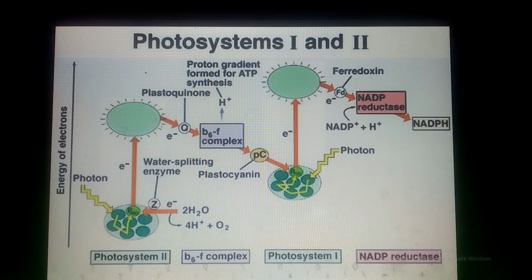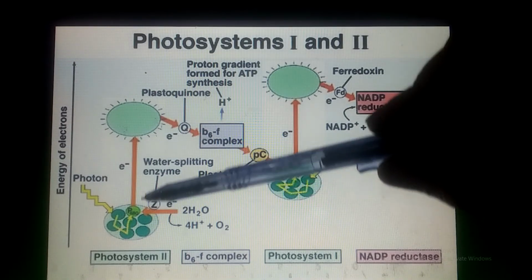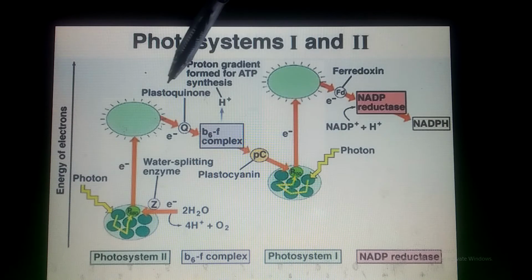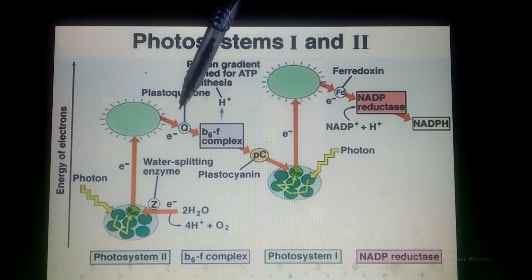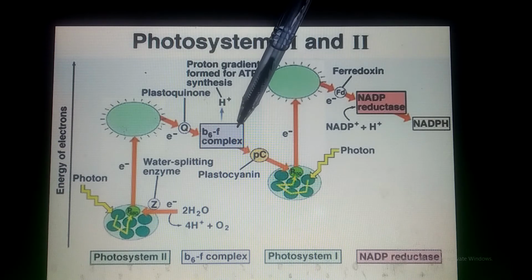move towards the first electron acceptor, which is the plastoquinone, which is represented here as a Q. You can see here this Q, plastoquinone. So electrons from the reaction center move from the high energy to the lower energy, and here these electrons are first accepted by the plastoquinone Q. Now from the plastoquinone, these electrons move towards the cytochrome B6 and the cytochrome F complex.